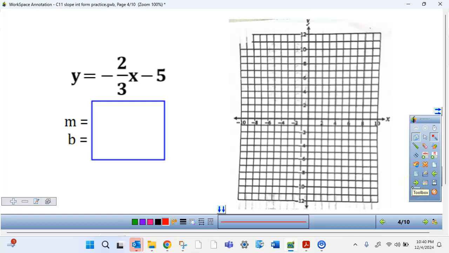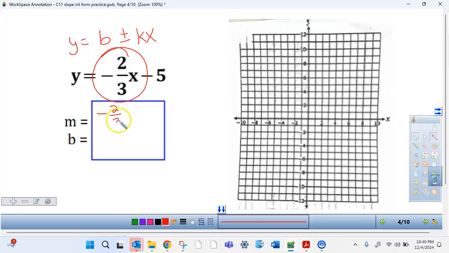Number 3, write your formula above the equation. Y equals b plus or minus kx. This is the kx. That is your constant rate. Your slope is -2/3 per x. The b is where the y-axis begins. That's going to be -5. So go to your third graph. Make sure you've got your y-axis, and you're going to begin at -5.